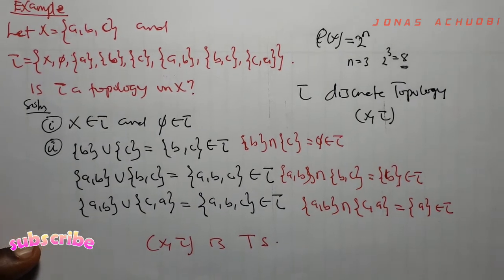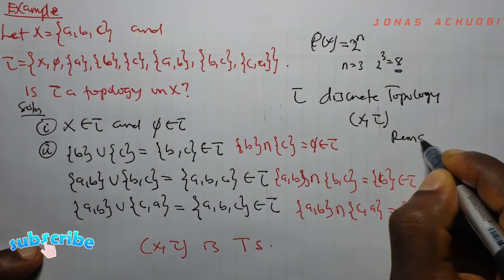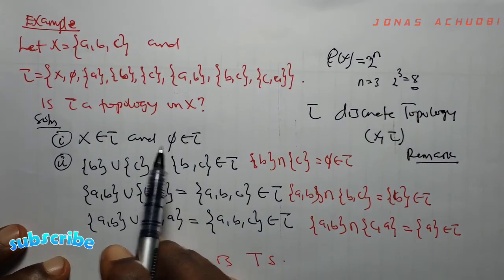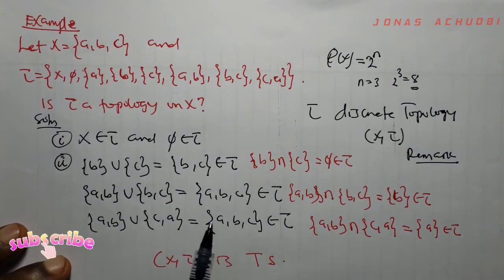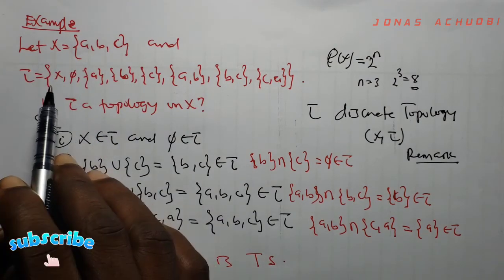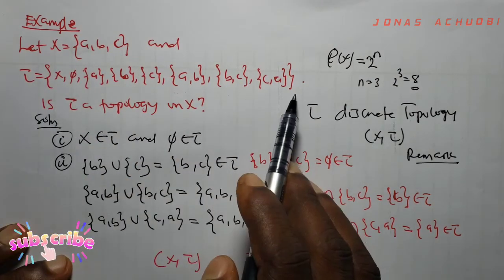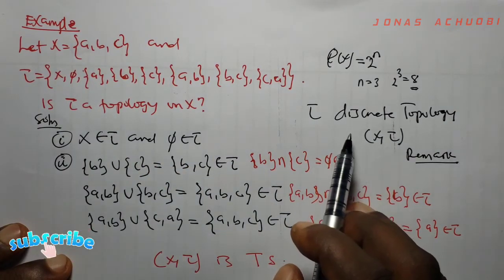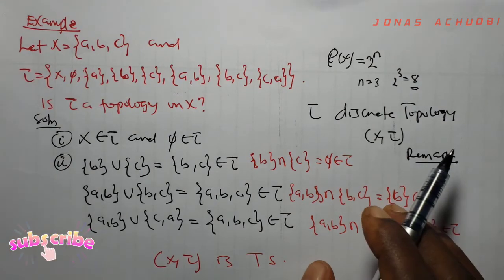At this point, I make the following remark. It is this, that the discrete topology is the largest topology you can have from a particular what? Space. Because it contains what? The subset of all elements in X. So the discrete topology is the largest topology.